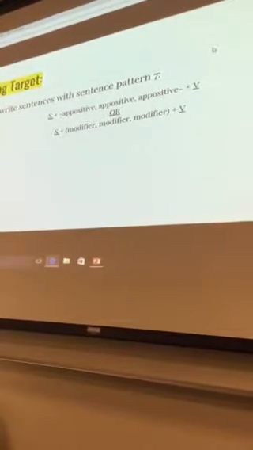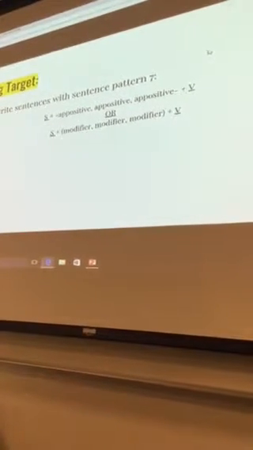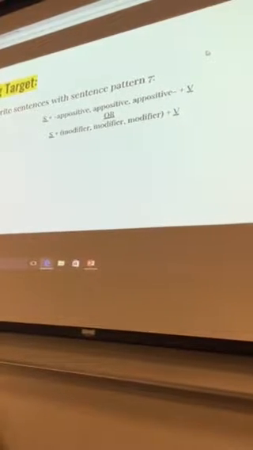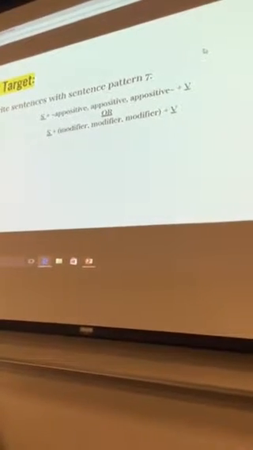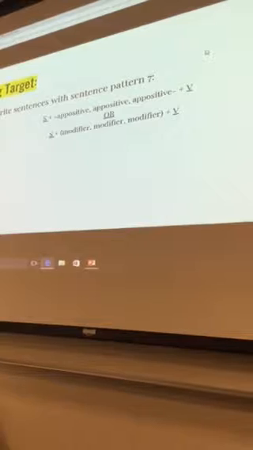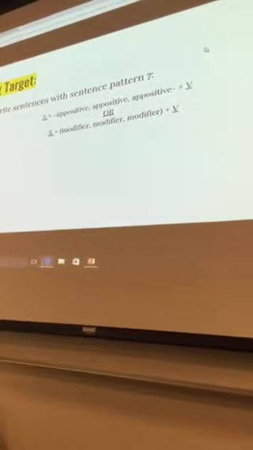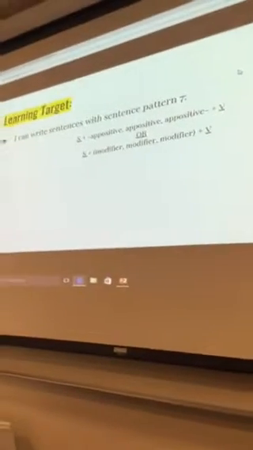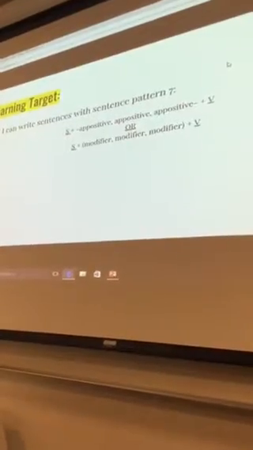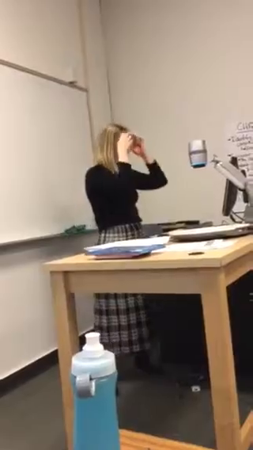appositive, appositive, appositive. It can be 2 or 3. Another dash plus a verb, or a subject plus parentheses, modifier, modifier, modifier, can also be 2 instead of 3, parentheses plus a verb. So that's the 2 patterns that you'll be working with today.